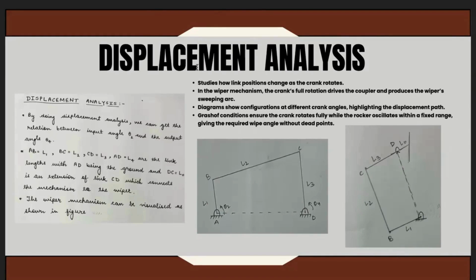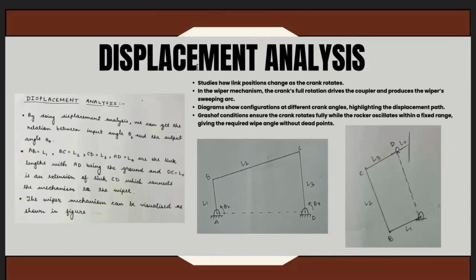As you can see in the figure, the link lengths of the above kinematic diagram are AB, which is equal to L1, BC equals L2, CD equals L3, and AD equals L4, where AD is the ground and DE is equal to L0, which is the extension, and links CD to the mechanism with the wiper as a result. We can choose A as our origin with AD as the x-axis and y-axis perpendicular to it.